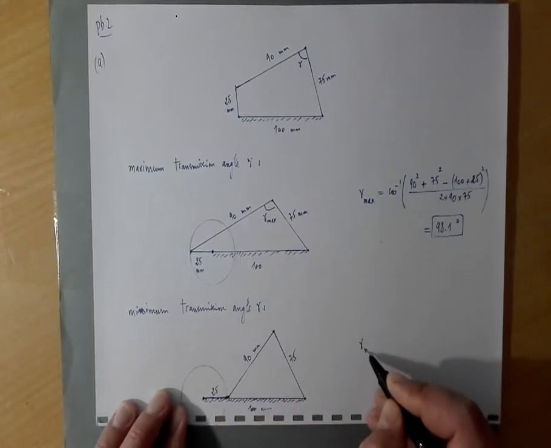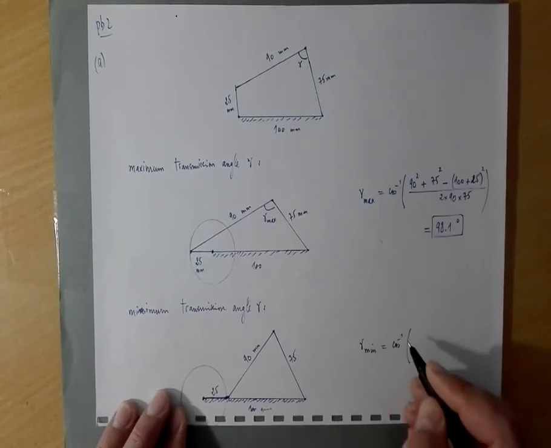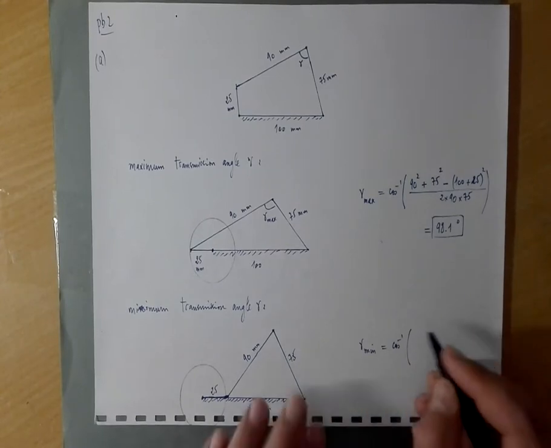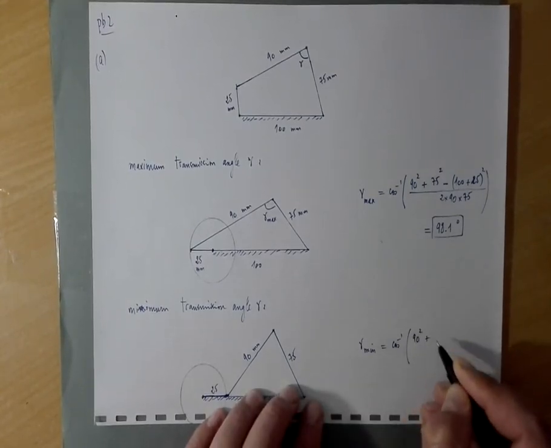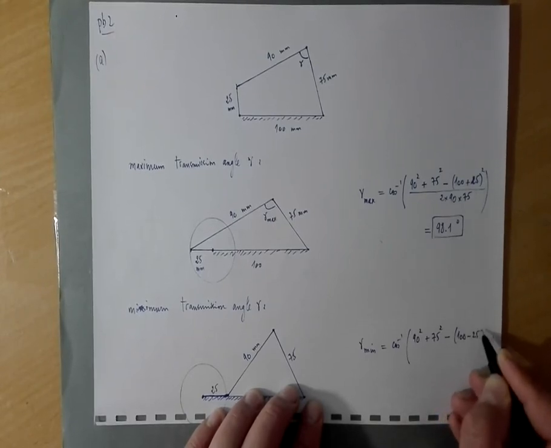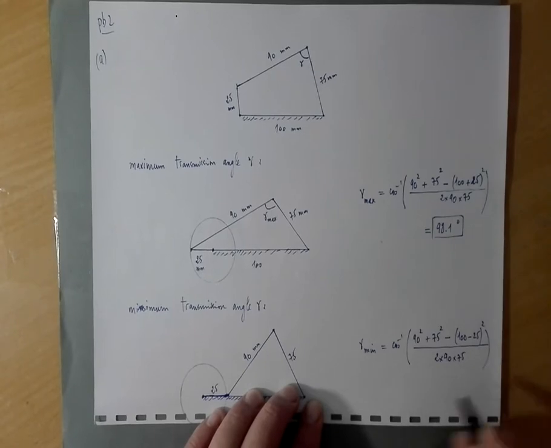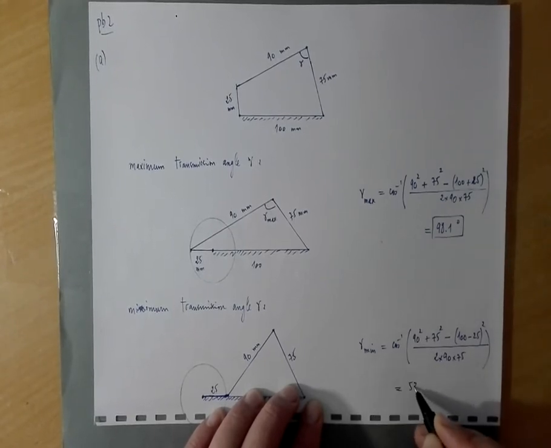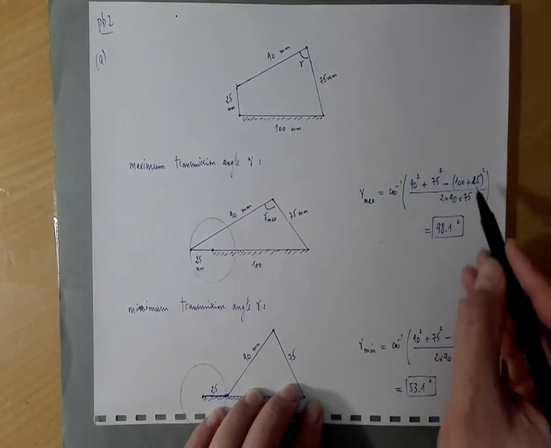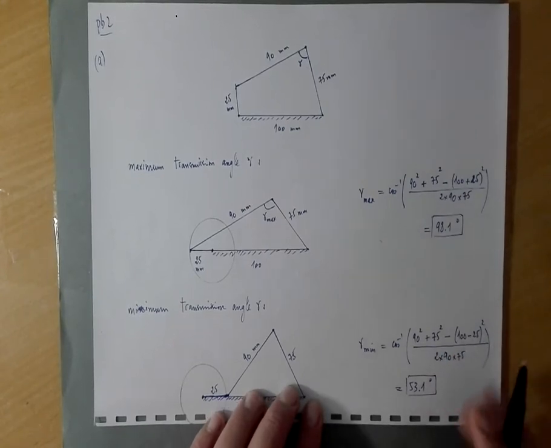So gamma min, we use the cosine law, which is arccos of (90 square plus 75 square minus (100 minus 25) square) and 2 times 90 times 75, and we find the value of 53.1 degrees. So the difference is here, the sign here of plus, and we have a sign minus.